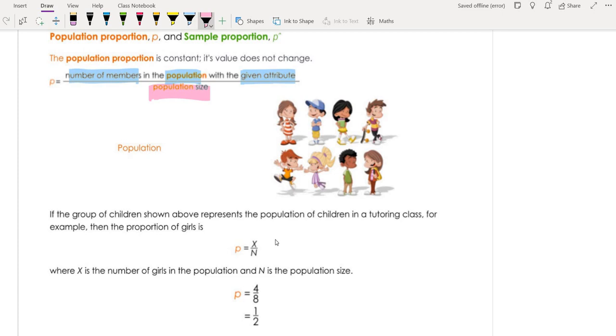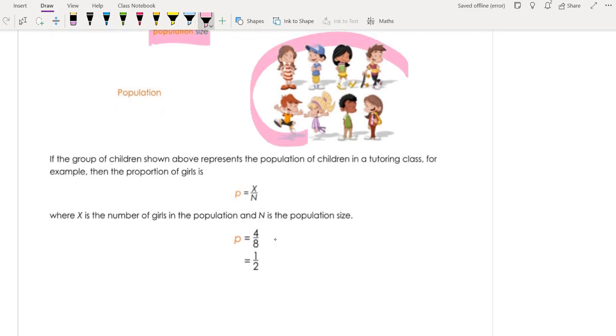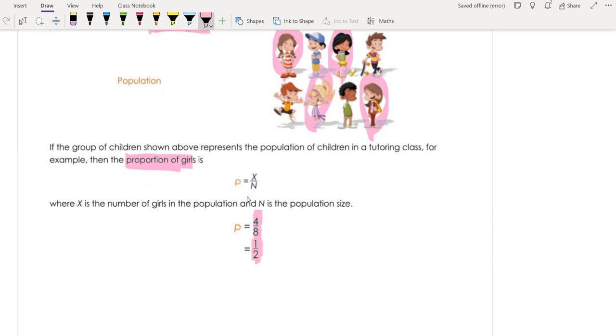So for example, we have a group of 8 here, and we just want to know what proportion of the group are girls. So we just count the girls. We're making an assumption these are girls. And obviously that's going to be 4 out of 8, so it's half. So that's the proportion of girls within this population.